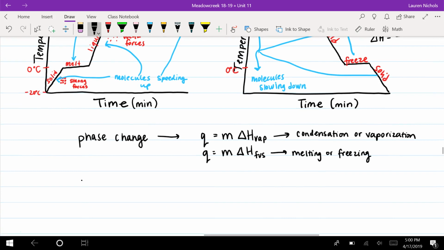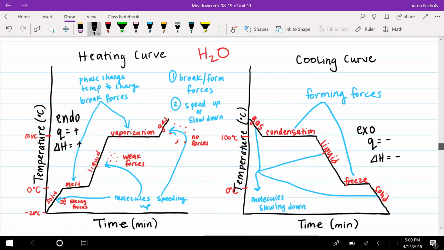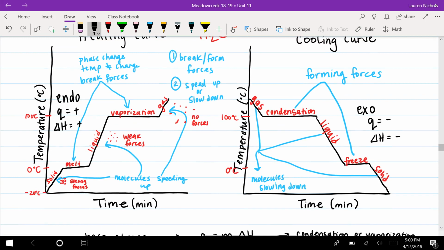Now, if you're having a temperature change, so all of the angled lines, so solid, liquid, or gas only, that is when you're going to use Q equals m times c times delta T. So Q equals mcΔT for your formula. So depending on what they're asking you to do. So hopefully that was helpful.